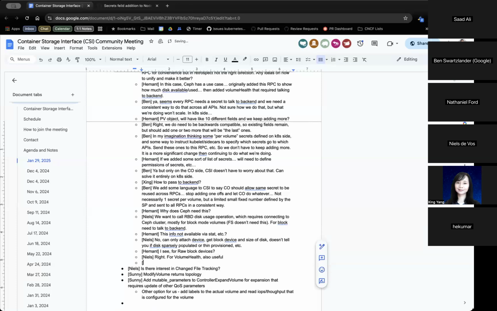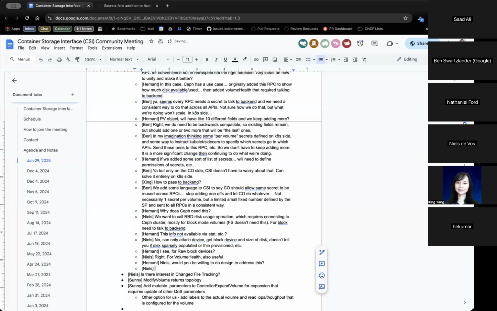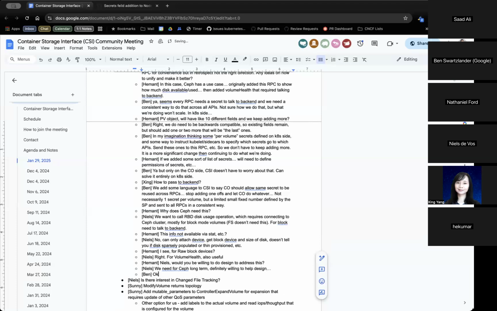So anyways, the big question here is: are you willing to help work on a design and do the implementation to try to solve this at the CSI level? Or are you only interested in solving the specific problem for Ceph, and not contributing to a larger solution? We need secrets management for Ceph, but it's a long-term thing, and I'm definitely willing to help. Okay, because I think we need to work on a proposal so that in the future, as we add RPCs, we don't just keep repeating the pattern of separate secrets and sidecars. That makes sense.